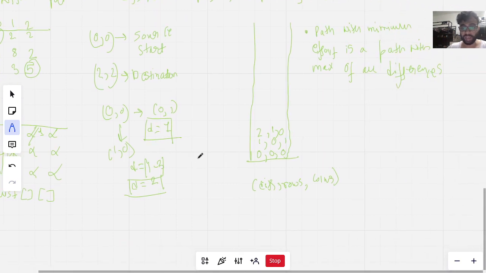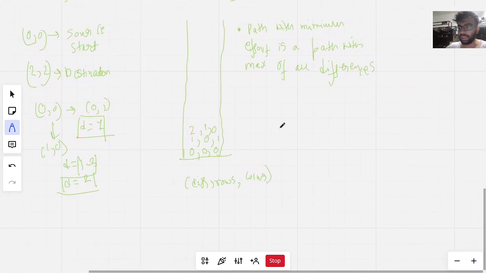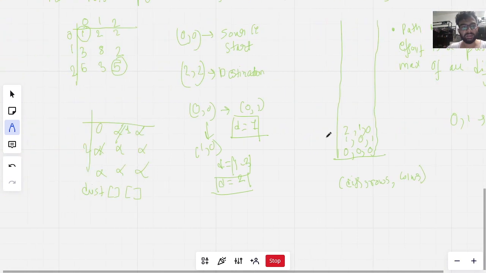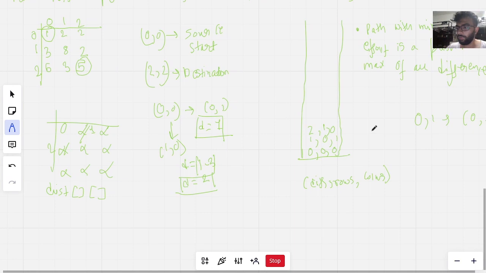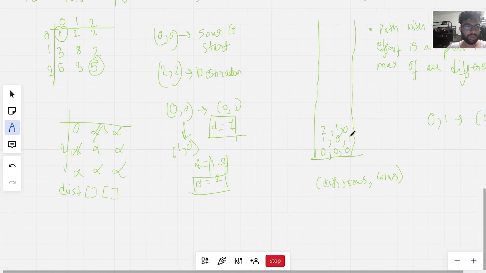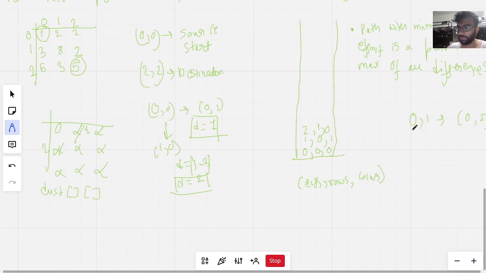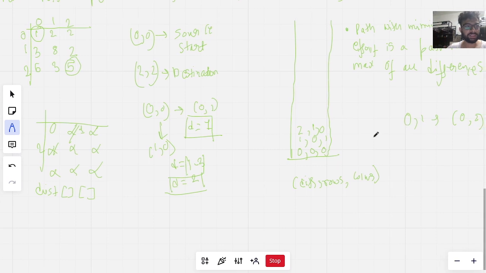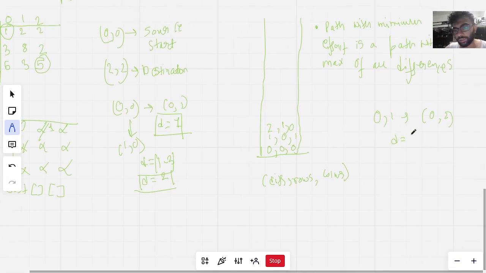The next iteration is also a very important iteration. In the next iteration, we are moving from 0, 1 in the direction of 0, 2. Now let's consider the difference. From 0, 1 to 0, 2, we are moving from 2 to 2. So the 2 minus 2 difference is nothing but D equals 0.